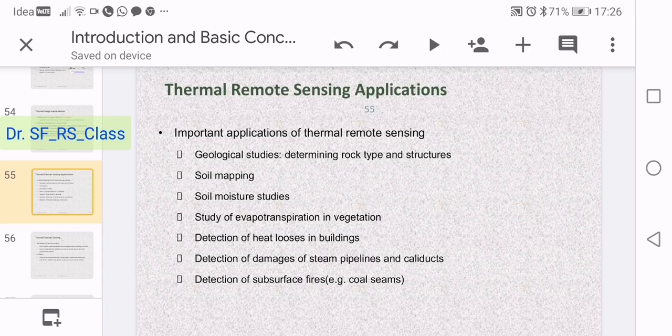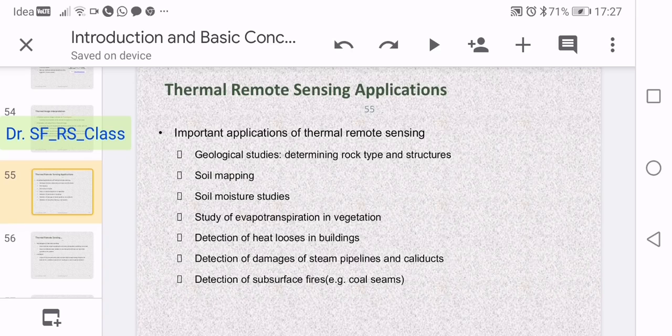And detection of heat loss from buildings, especially in the cold countries, where they use heating mechanisms inside, as we are using air conditioning cooling mechanisms in our region. So when heat leakages are more, the electricity utility bill will be high. Identifying such things can be done through thermal remote sensing, and also pipelines which carry steam and other things. If there is a leak, it can be identified, steam pipelines can be mapped, and damages can be assessed.